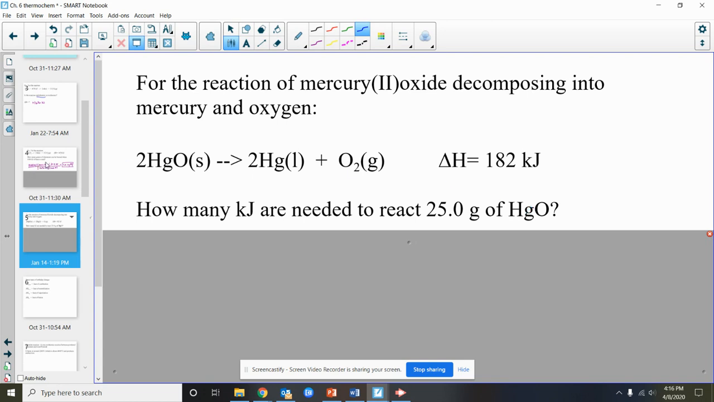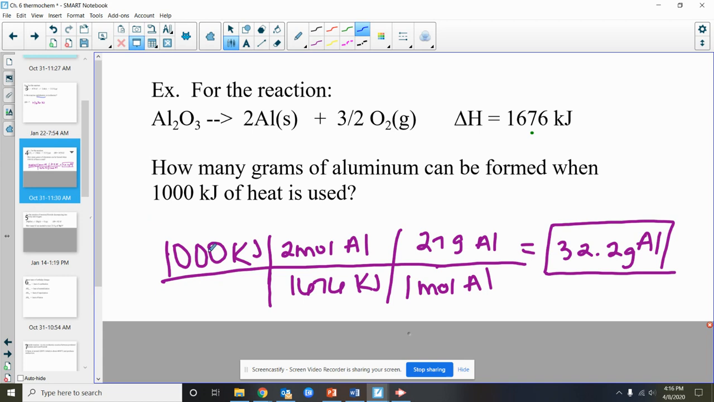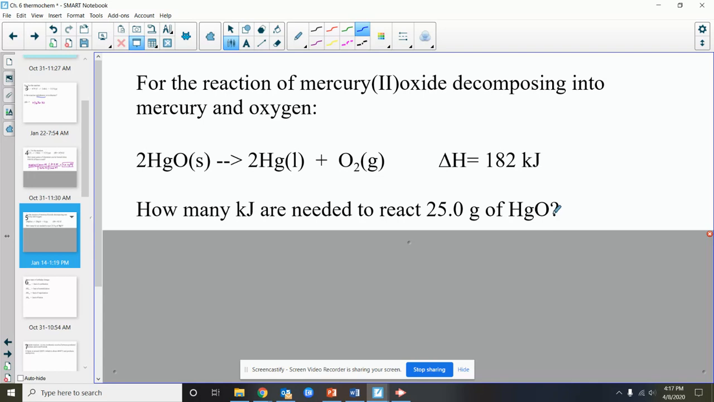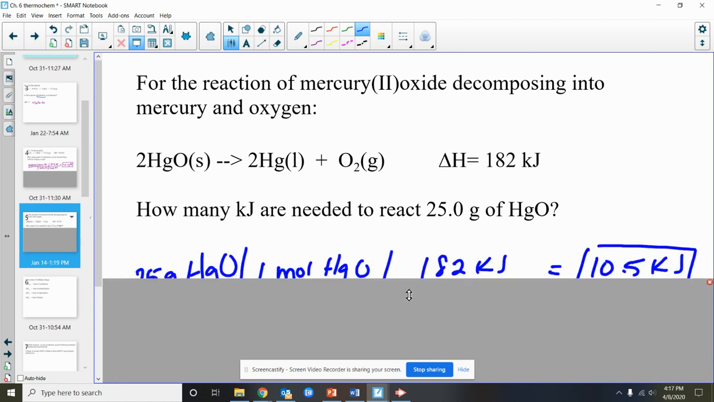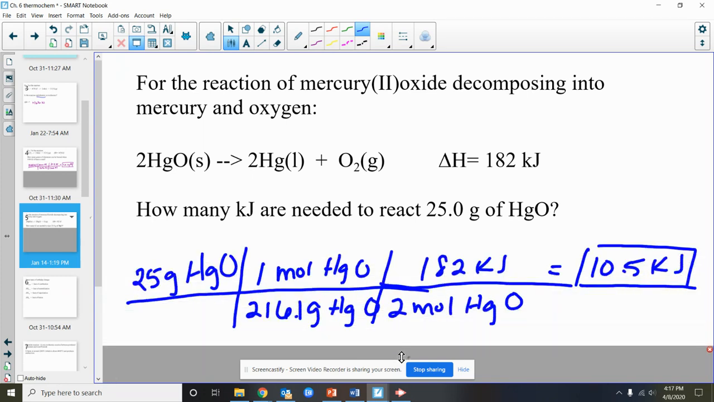If I flip back here to the other slide, we started off in kilojoules and I ended up in grams, because that's what the information in the problem gave me. Whereas in this problem, it's starting me off in grams and it's asking me to find out how many kilojoules that is. So now you're starting with 25 grams of mercury II oxide. Again, write down what you've been given, 25 grams of mercury II oxide.